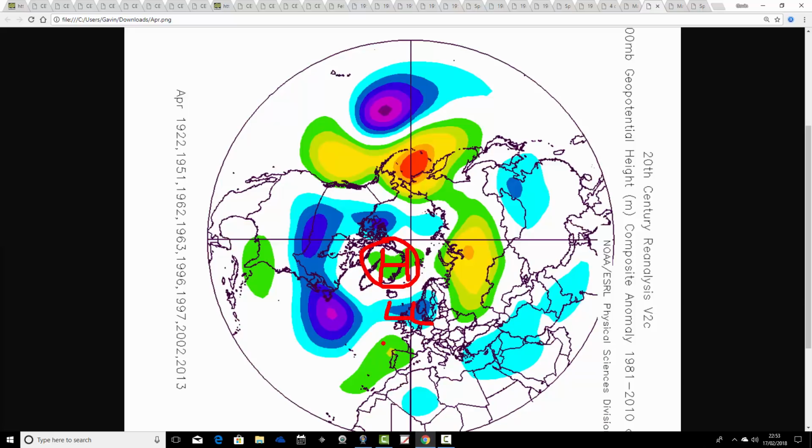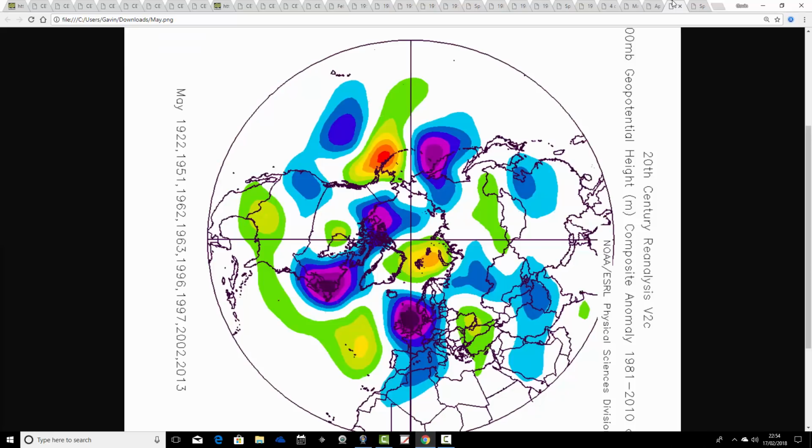Below average heights to the north, and then above average heights to the southwest. So spring is trying to get itself going, if you like. After a cold and wintry March, we finally get spring revving itself up in the Aprils. But then we go through to the Mays, and things deteriorate rapidly with these Mays.